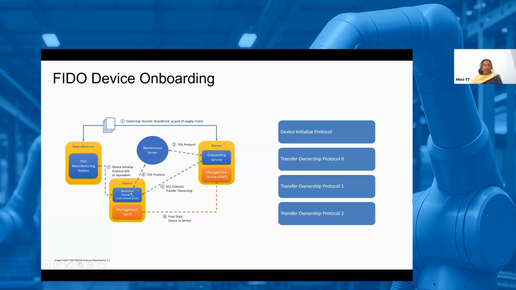So once this is done, they will exchange certain information, and after that, both the device and the onboarding network can talk to each other. That is your TO2, that is Transfer Ownership 2. So once all these protocols are run, the receiving network and the physical device can talk to each other in a trusted manner. Means you can run your TLS kind of protocols further.